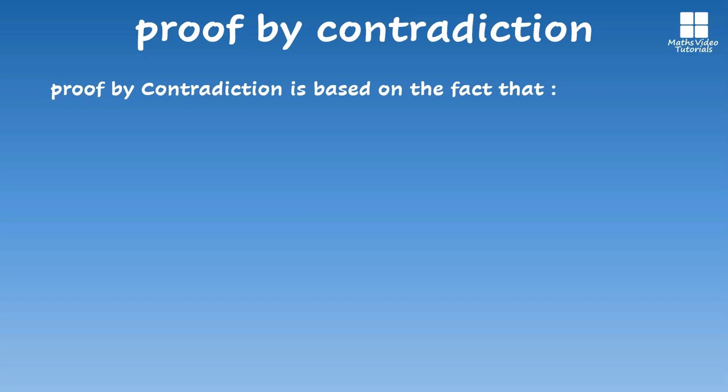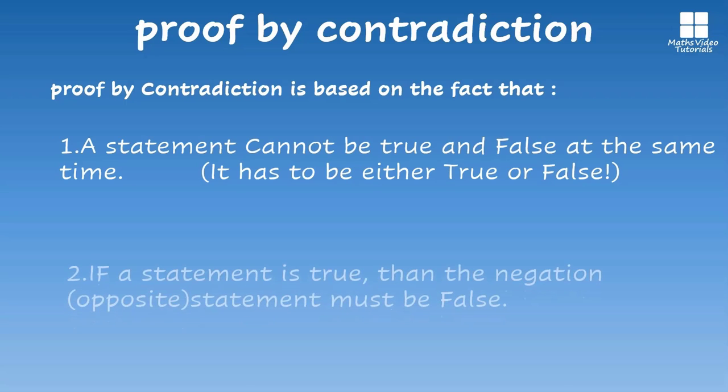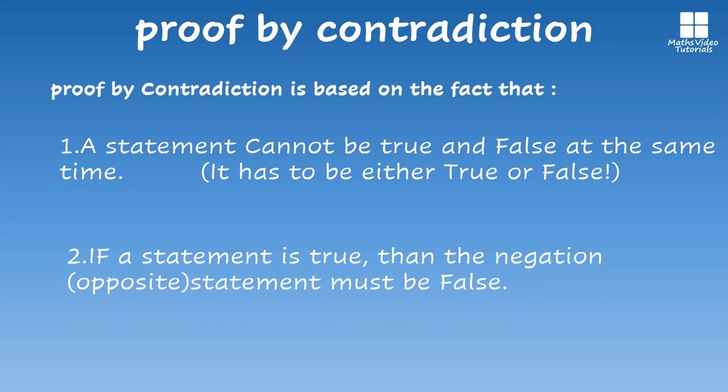Proof by contradiction is based on the fact that a statement cannot be true and false at the same time. So it has to be either true or false. And number two, if a statement is true, then the negation or opposite statement must be false.